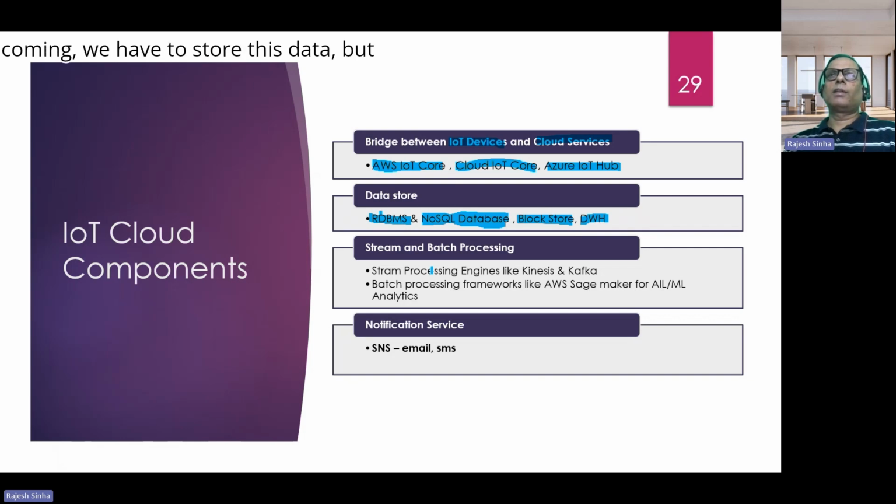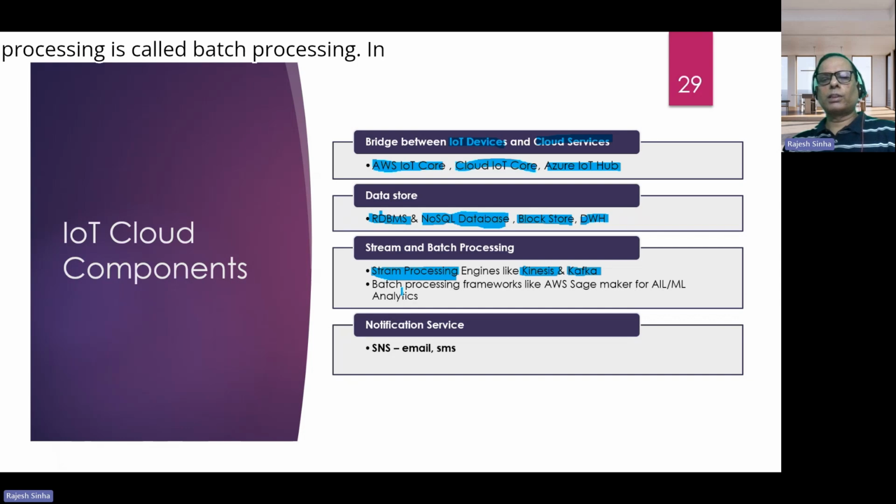Then all this data which is coming, we have to store, but then we also have to process this data. And there are two kinds of data processing. Number one is stream processing. This is the real-time processing. For that, we have stream processing engines like Kinesis and Kafka. Kafka is an open source stream processing engine and Kinesis is a native service from AWS for stream processing. Stream processing helps you to do real-time processing of the data. There are many things which need to be monitored and alerts need to be notified in real time, and for that, real-time processing is required.